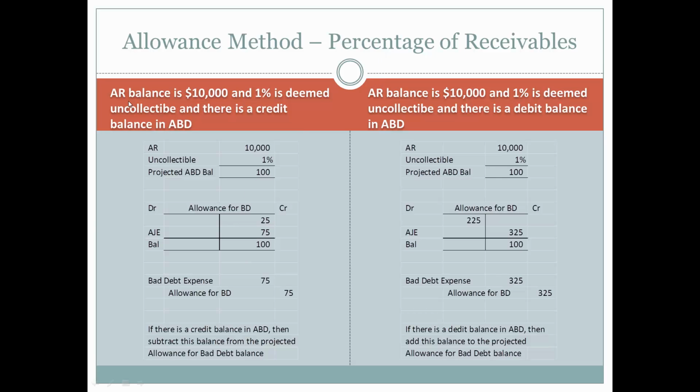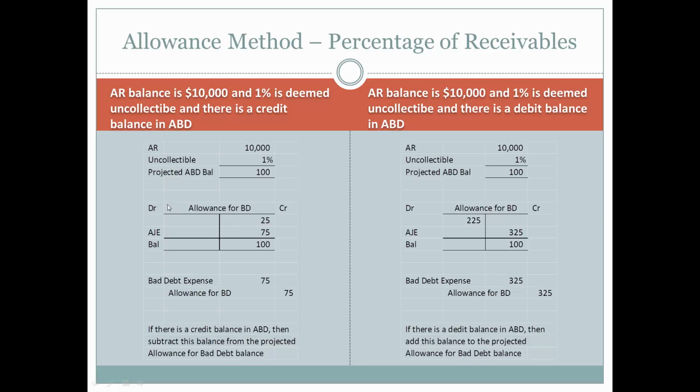So let's look at this. We have an accounts receivable balance of $10,000 and 1% is deemed to be uncollectible. Same scenario over here. Over in this one, we have a credit balance in the allowance for bad debt. And in this instance, we have a debit balance in the allowance for bad debt. Accounts receivable, $10,000, uncollectible, $1,000, both scenarios. In both scenarios, we're projecting that our allowance for bad debt balance at the end should be $100. That's what we should have based upon the balance that we have in accounts receivable.